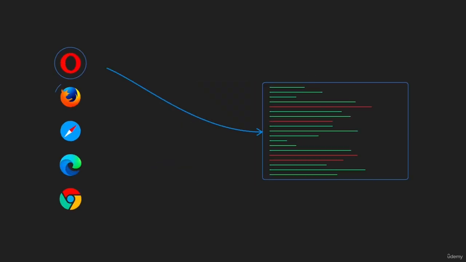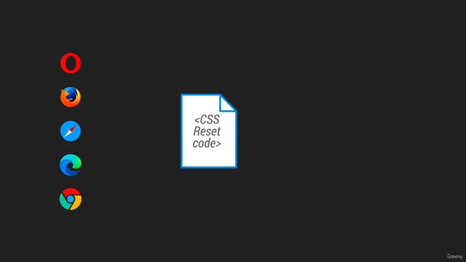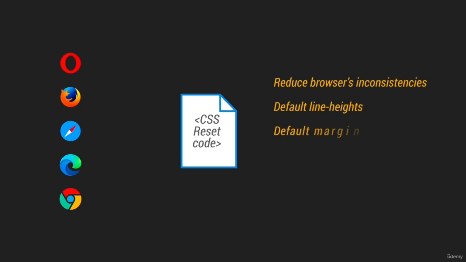Well, all the browsers have default rules with properties and values applied to all the pages before loading files. A CSS reset file targets all the rules that our different browsers apply defaults to and reset them to their minimum possible value. The ideal goal of the reset style sheet is to reduce browsers' inconsistencies in things like default line heights, margins, font sizes, padding, etc.